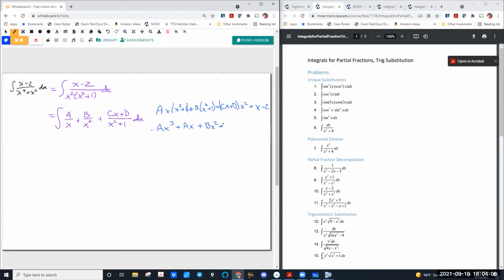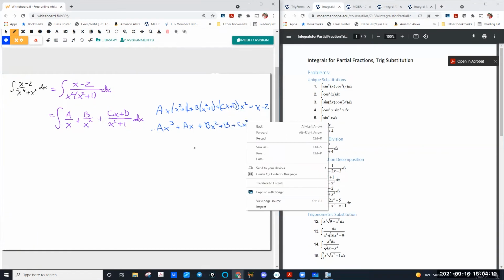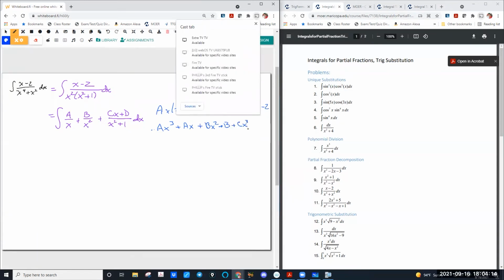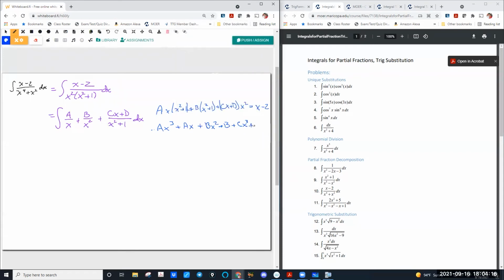bx squared plus b. And then this one, cx cubed. Plus dx squared, and that is equal to the x minus 2. All right. Again, back to setting up our system.